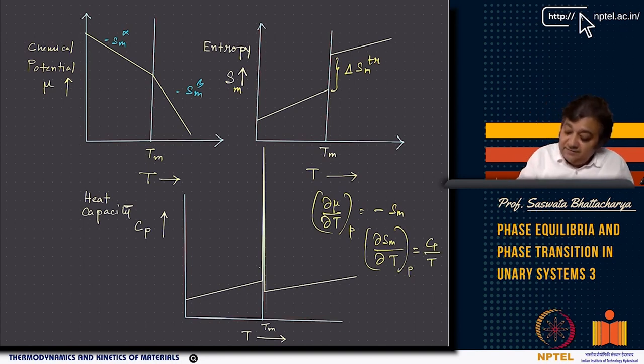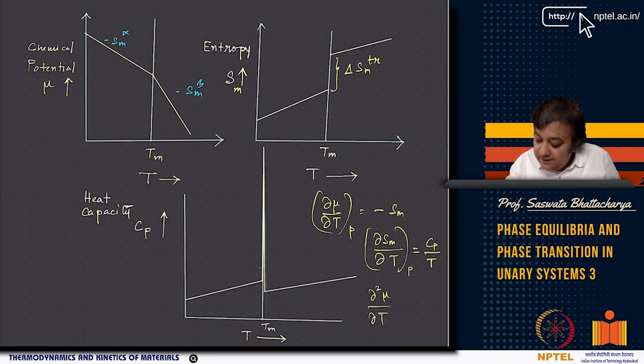So basically, del 2 mu del T square at constant pressure is minus of Cp by T. And at T equal to Tm, as you can see, it shoots up to a very large value.